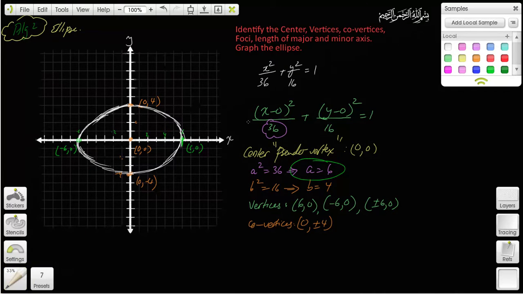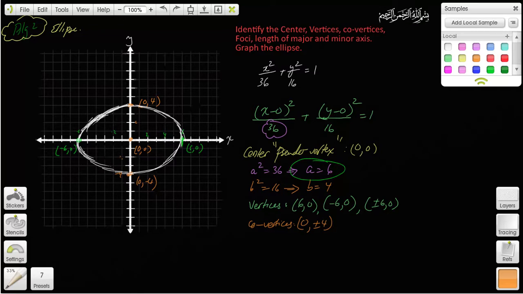Okay, so here we go. Now we have our ellipse. We've drawn the ellipse. Easy peasy, perfection. So we have found the center. We label this. And we have found the vertices and co-vertices. Now we have to find the foci.